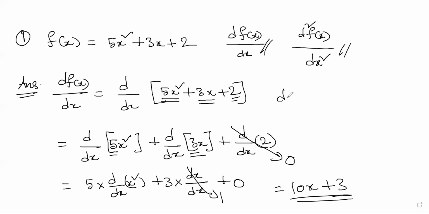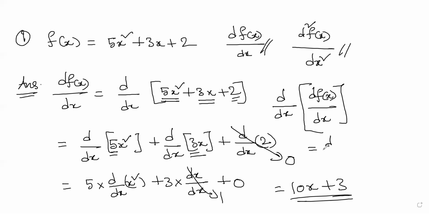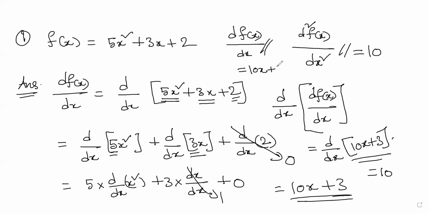And now you can do double derivative. What is double derivative? You got the derivative and after that you do the derivative again. That means d by dx of df of x by dx. That is called double derivative. So once you obtain the derivative, you will do derivative again. That is called successive derivative. And then d by dx of 10x plus 3 is what we have to do. It's just gonna be 10. That's it. Answer will be 10. Single derivative is 10x plus 3. Double derivative is what we get is 10.